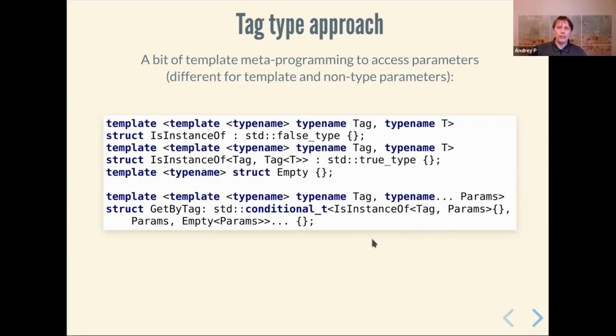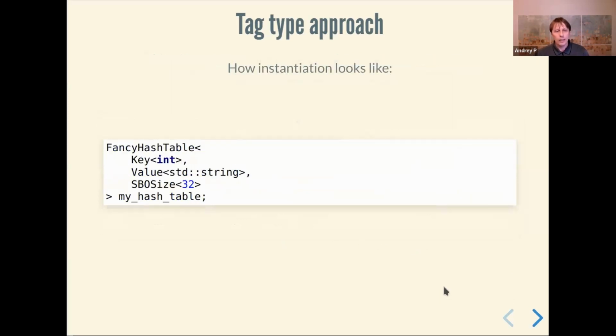So when we put all of this together, the instantiation looks like this. We clearly state what the key is, what the value is, and the SBO size customization. So I think it's pretty readable. And also all of the parameters are at the instantiation. You can mix and match them, you can skip them, you can use the defaults in the same way as we used with the config parameters.